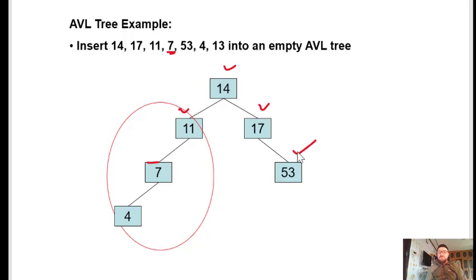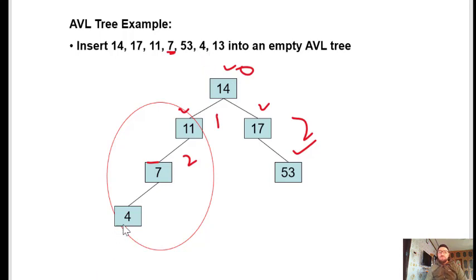53, put 53 here. Okay, now still no issues because on this side we have got a 1 and 2, so total 2 height, and on this side is 2 height. So 2 minus 2 is 0, for 14 the balance factor is 0, so it's perfect. After that we put up the 4.